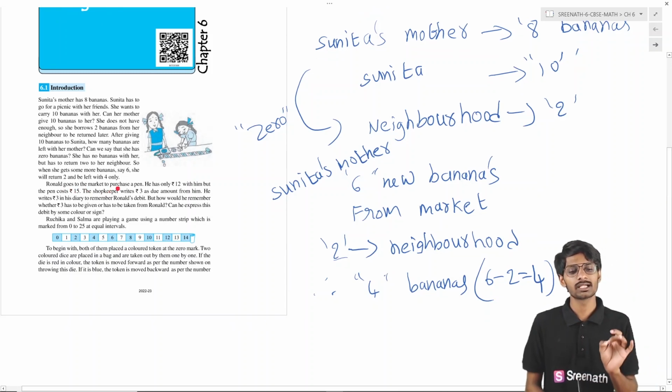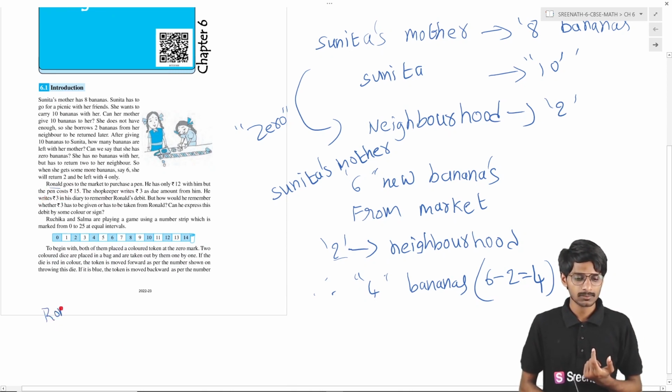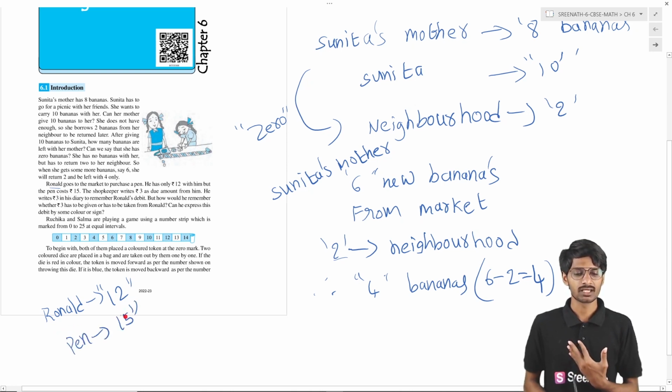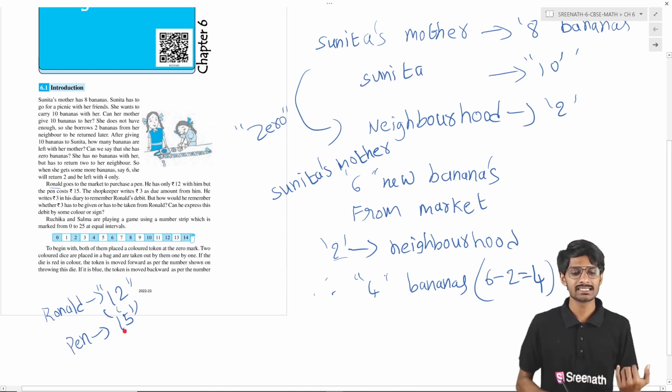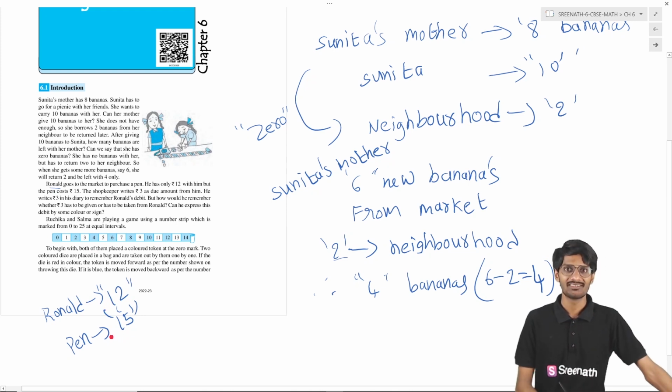Ronald goes to the market to purchase a pen. Ronald has 12 rupees. He wants to purchase a pen, but the pen costs 15. Then can he purchase the pen? No. Why? Because he is having 12 rupees only, but the pen costs 15.